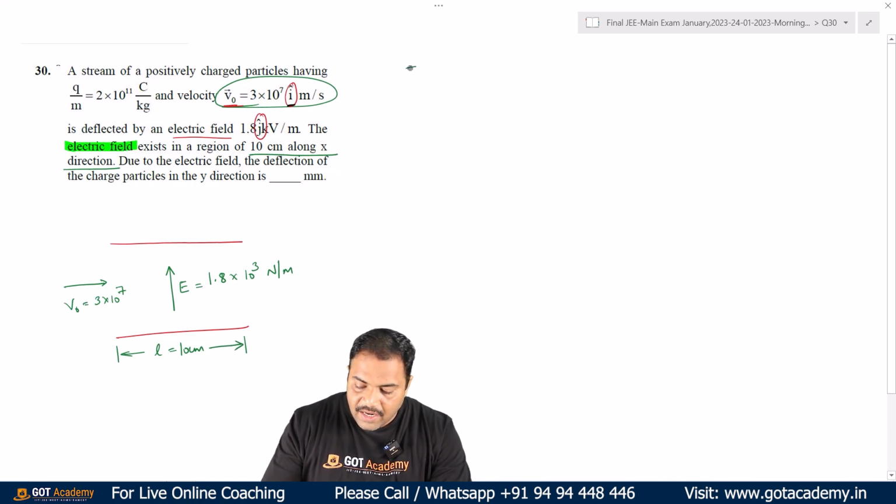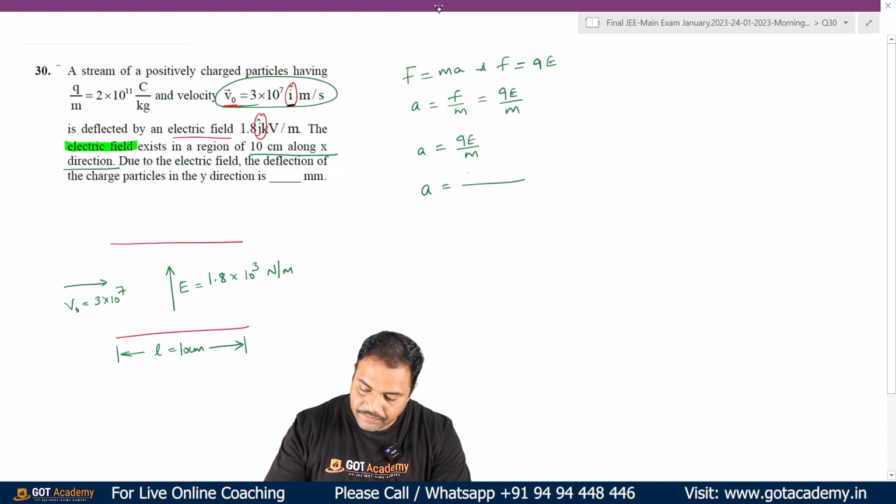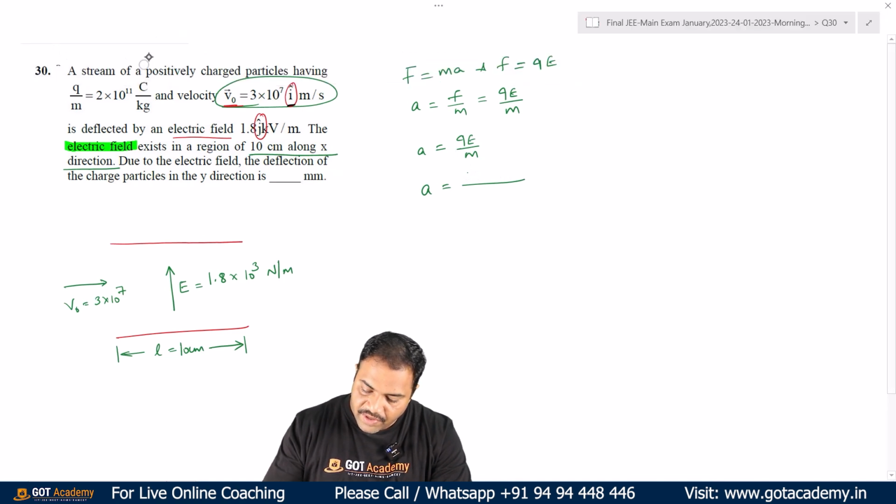So we people know that force F is equal to MA. From this, A is equal to F by M. You also know that F is equal to Q into E in electric charges chapter. So in place of F, I am substituting Q into E. So from this, A is equal to QE by M. So what is this Q here? Q by M. So instead of giving Q, directly has given here Q by M. So let me substitute this Q by M.